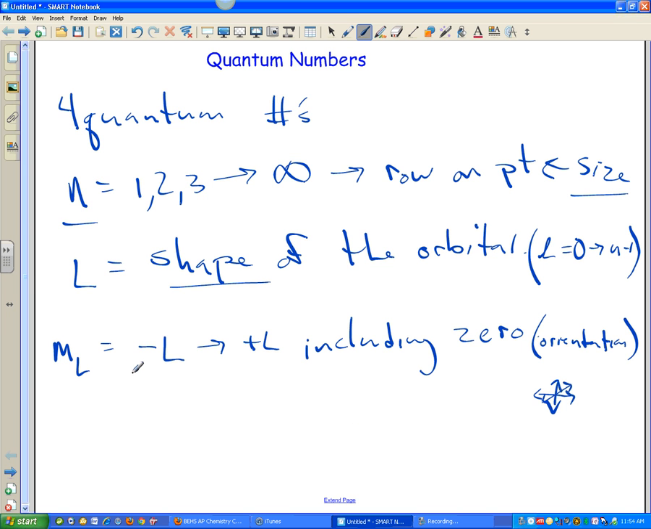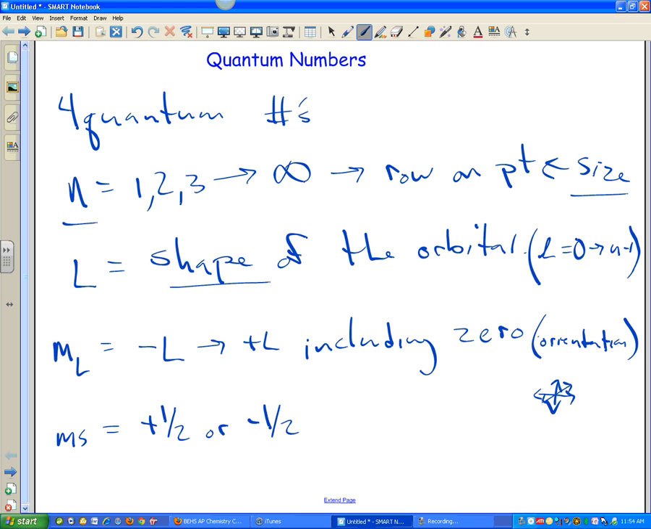All right, and there's more than that, but it gives us values that tell us which direction it's going to point. Now, the fourth one is called the MS, or the spin quantum number, and this is the easiest one. It's always either plus 1/2 or minus 1/2. And it doesn't matter which you put unless the other one's already taken.